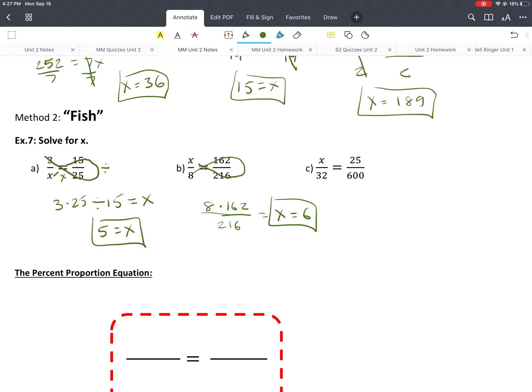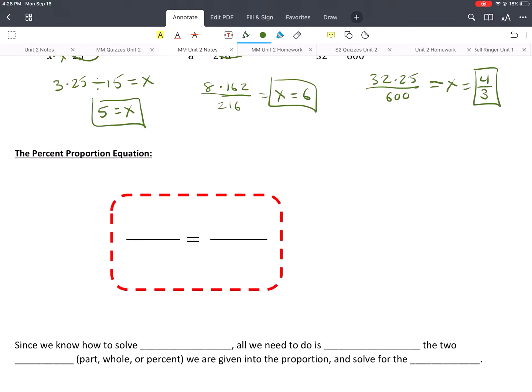Same thing again, you would multiply 32 times 25, and then we divide by 600. 32 times 25 divided by 600, sorry, I said 60. And if equals x, your calculator may tell you that it is 4/3, or it might have it as a decimal, and that's okay to have fractions or decimals.